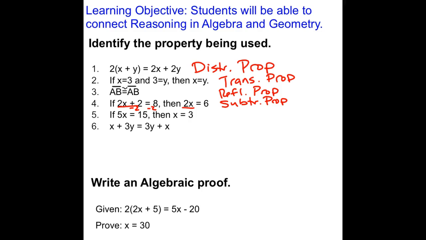The next one, if 5x equals 15, then x equals 3. We look at the change. Well, it went from a 5x to an x, so I think about to do that, I would have to divide by 5. Divide 15 by 5, and you get 3. That's your division property then.